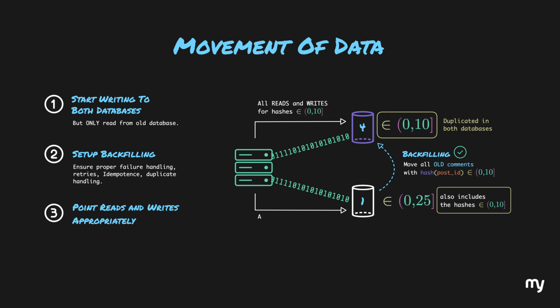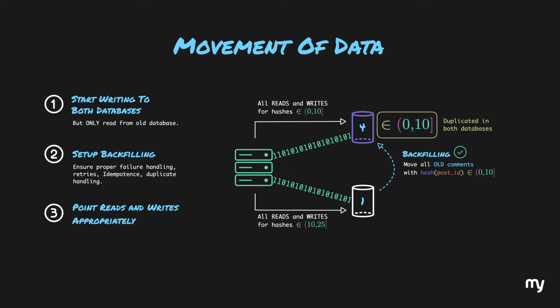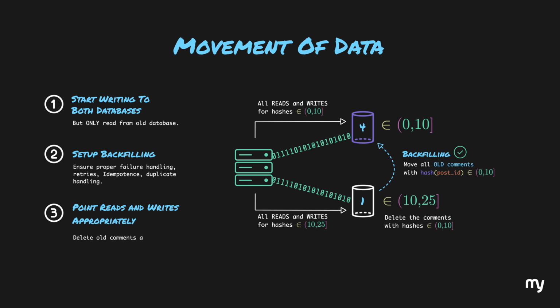And then we point the reads and writes of all the hashes between 10 and 25 in accordance with consistent hashing. Once everything is in order, we delete the comments with post ID hashes between 0 and 10 from the old database to free up the space and make room for new comments with hashes between 10 and 25.